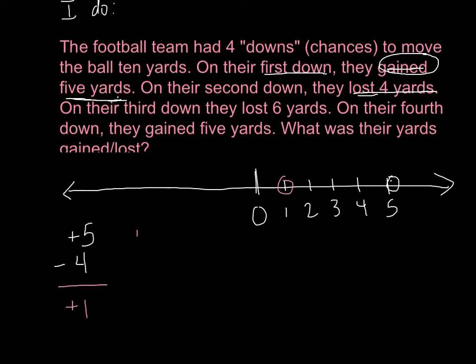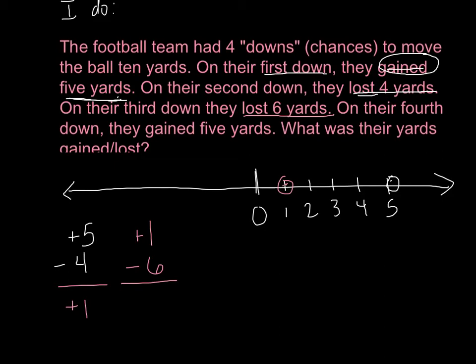So now they're on their next down, they're going to be here at positive 1. That's where they're starting. So on their third down, they lost 6 yards. They went backwards again. So we're going to go backwards 6 yards, starting from where we left off here at positive 1. So we're losing 6, negative 6.